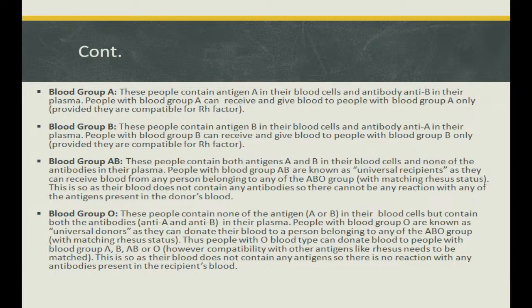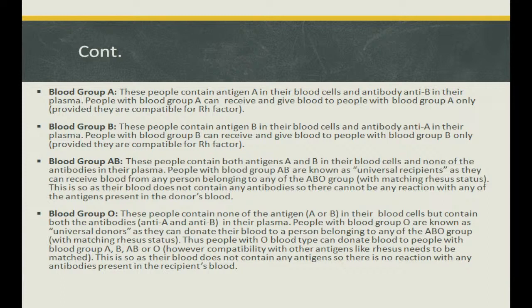This is so as their blood doesn't contain any antibodies, so there cannot be any reaction with any of the antigens present in the donor's blood. And at last, blood group O. These people contain none of the antigen A or B in their blood cell, but contain both the antibodies anti-A and anti-B in their plasma.